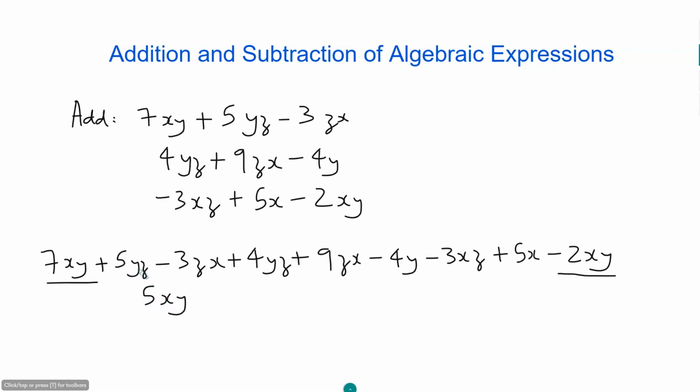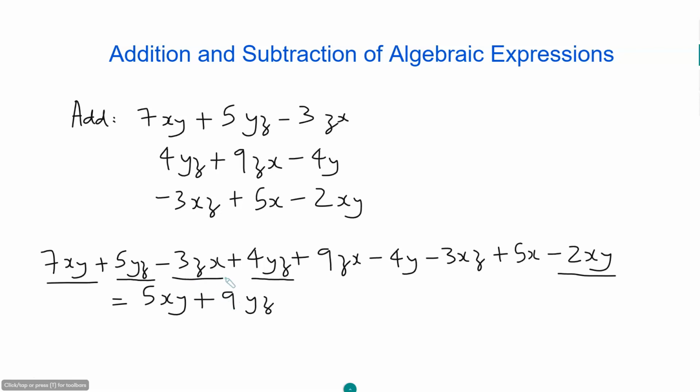Then you have a yz. There's a 5yz here. Do you have any other yz's? Yes, we do have a 4yz here. So you can just underline the terms that we have already considered. Do you have any other yz? We don't. So it's just 5 plus 4. That's 9yz.